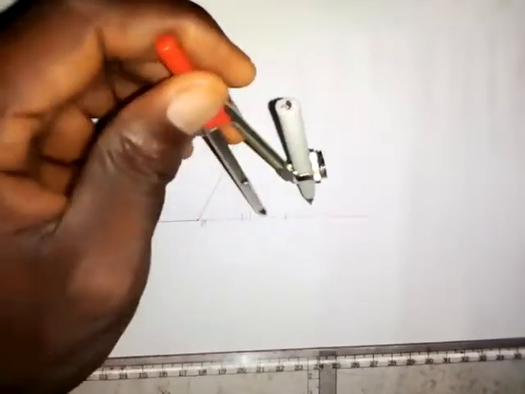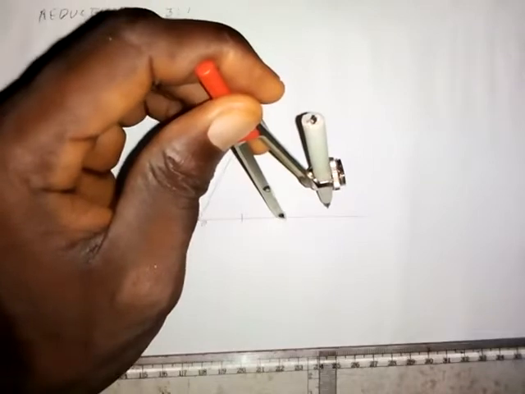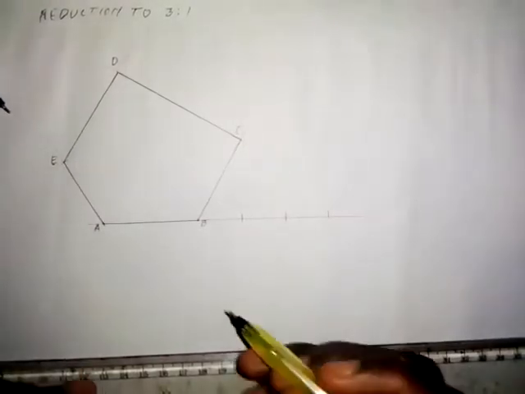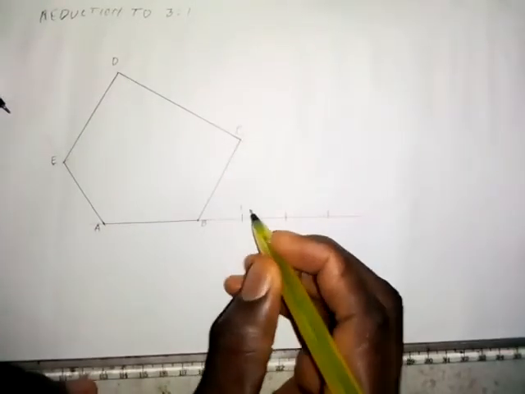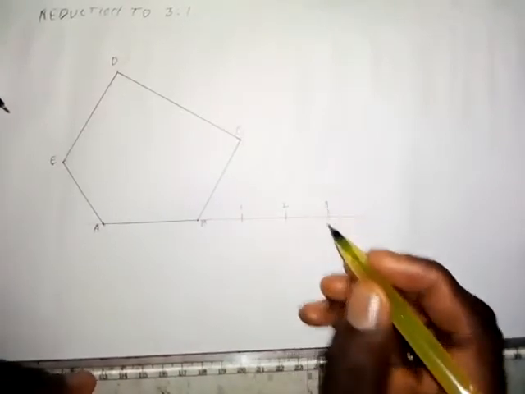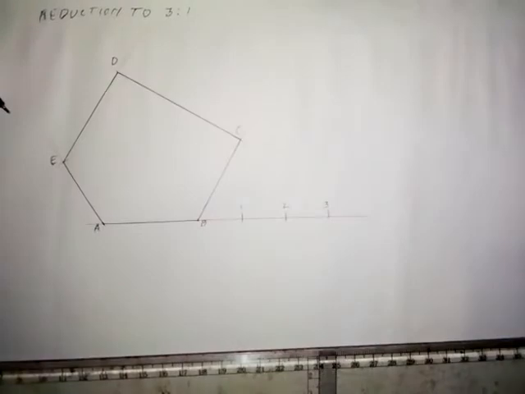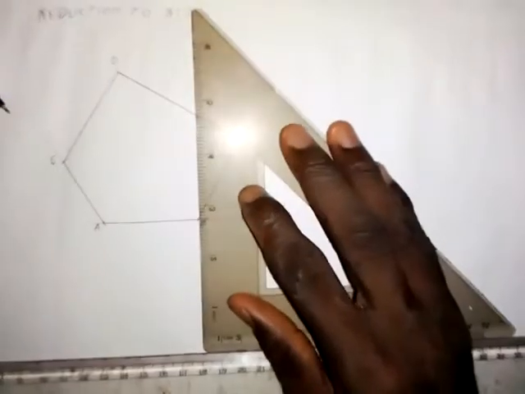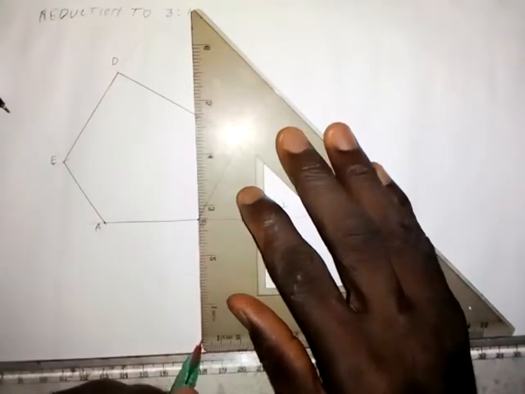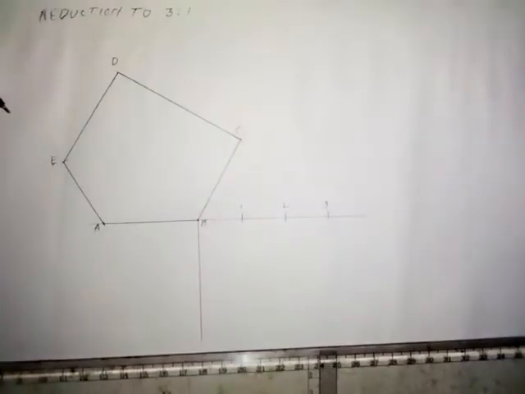here is 2, and this is 3. Because 3 is the highest number in the given proportion, I'm going to number this. This is 1, this is 2, and this is 3. Alright, so the next thing that we are going to do is that from point B, draw a vertical line like this.